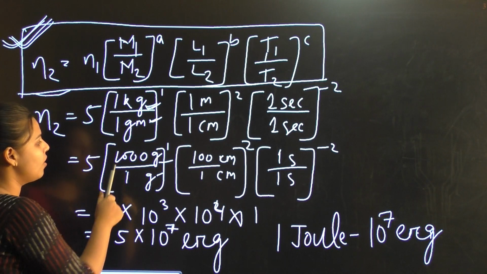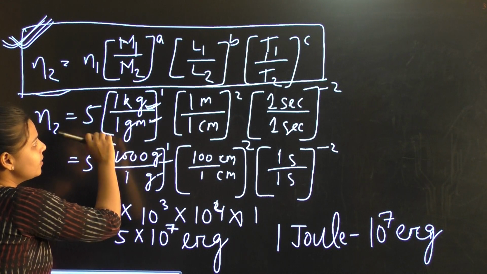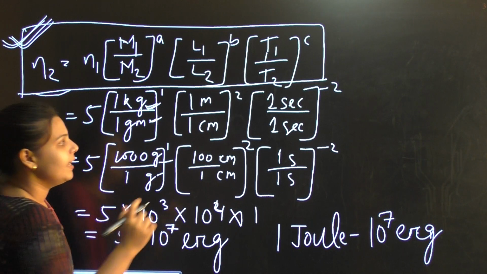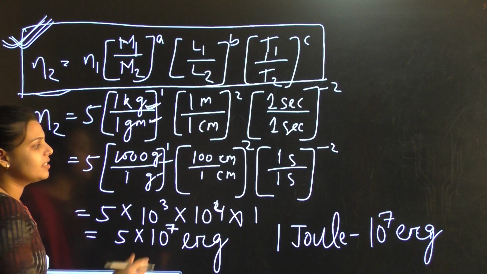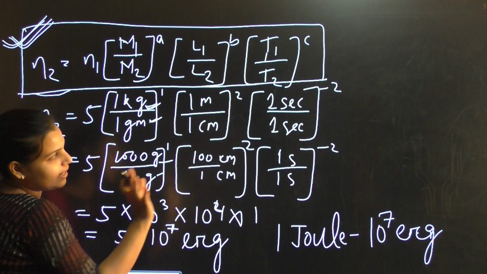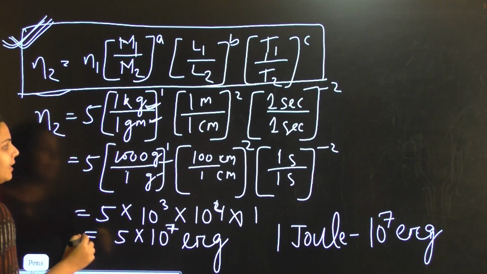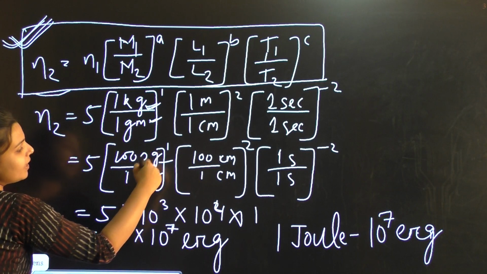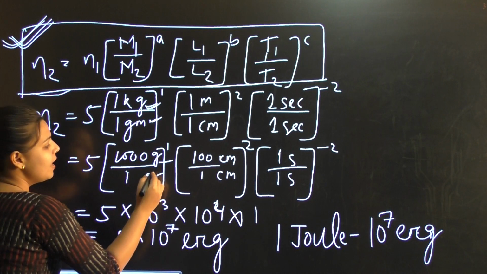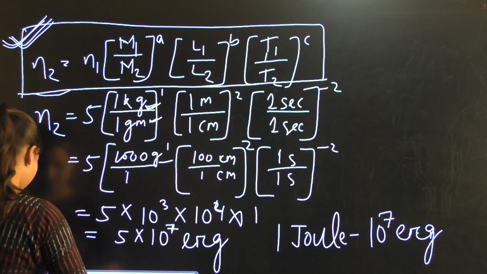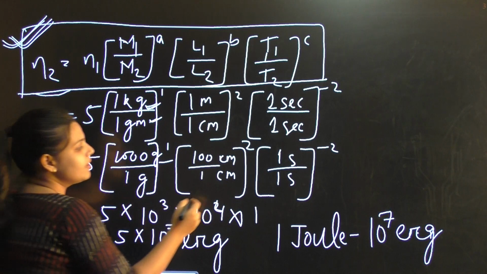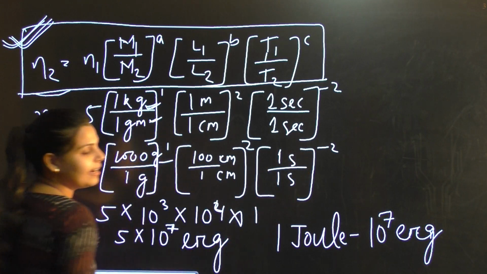This is the value of N1, and 1 kg is converted into gram, that is 1000 gram. Here centimeter is also there, so meter is converted into centimeter, 100 centimeter, and second is the same in both. Then their units will be the same, so we can solve it easily. Gram cancels out. And here centimeter, and here second and second.